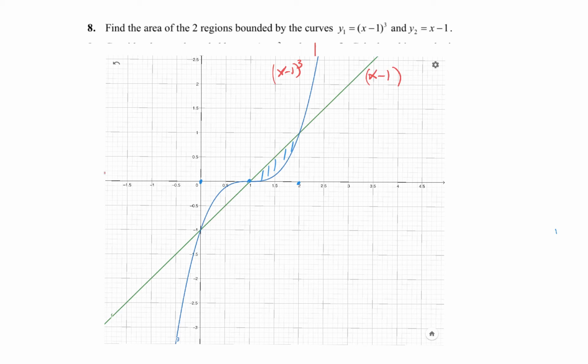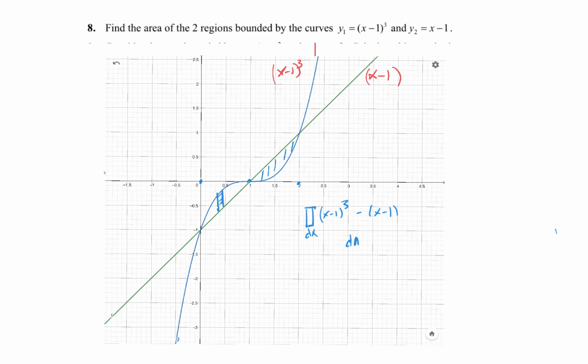And the setup will be, imagine these elements of area. This element of area has a height, and the height is the upper curve. The upper curve on the interval 0 to 1 is (x − 1)³ minus the lower curve, x − 1. And the width of the elements is dx.